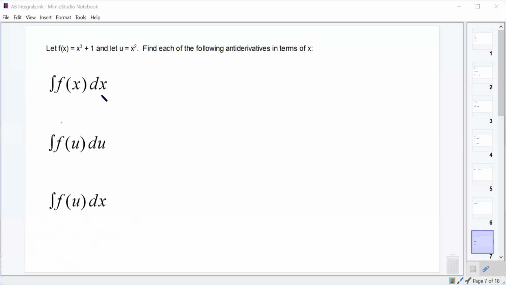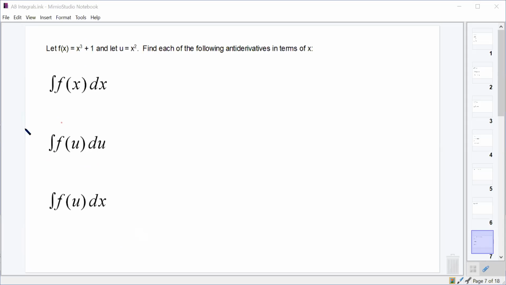We have the integral of f of x dx. So that's going to be the easiest one. We're just going to integrate x cubed plus 1 in terms of x. And then we're also going to integrate f of u du. And we're also going to integrate f of u dx and see how these are different from each other and see how the variables matching up matters. So first off, f of x dx.